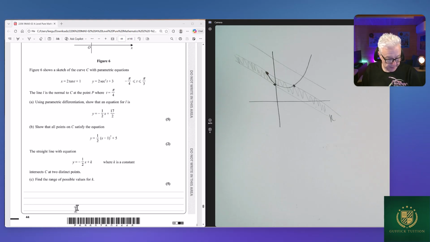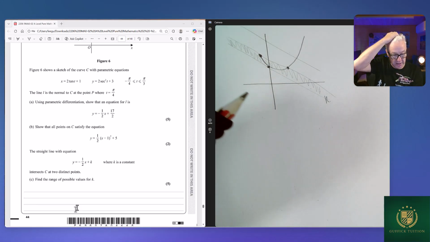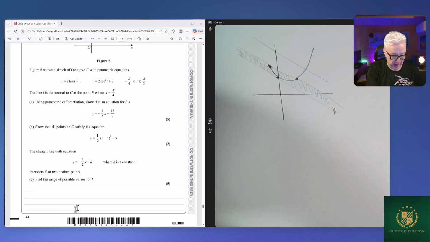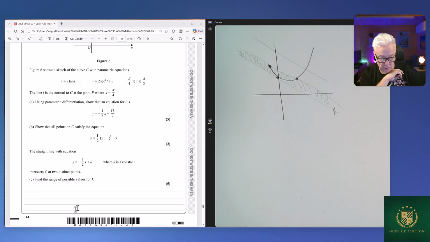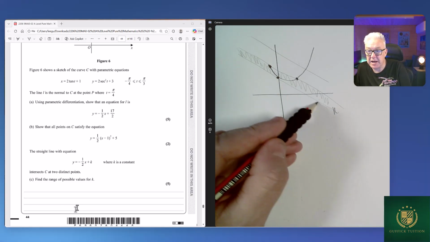So what we need to do then is a number of different things. First of all, let's think about what we can say. If we put the equation of the line equal to the equation of the curve, then that's going to give us a quadratic, and setting that quadratic equal to 0 is going to give us one of the points. It's going to give us this point here, the tangent.